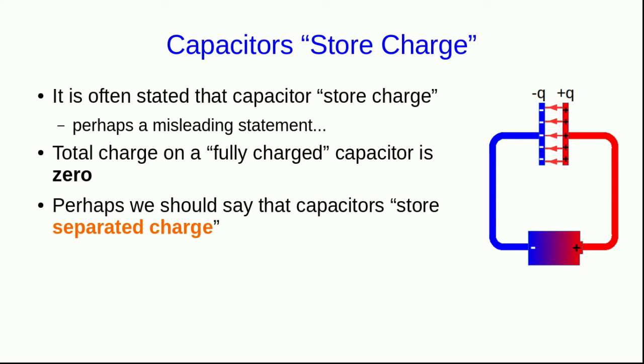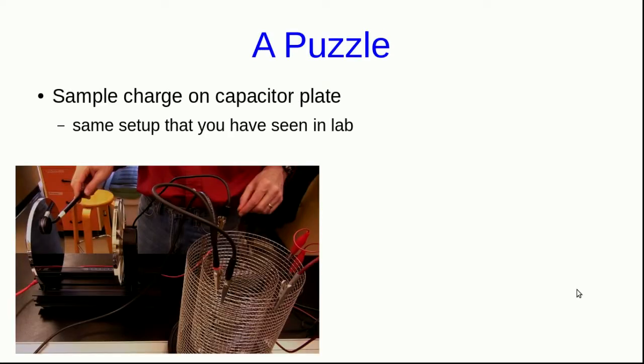So perhaps we should say that a capacitor stores separated charge. Now I'm going to show you a little bit of a puzzle. I'm going to use the same setup that you've already used in the lab to sample charge on the plate of a capacitor. And this capacitor is hooked up just like you did in lab so that there's a 3000 volt potential difference between the plates.